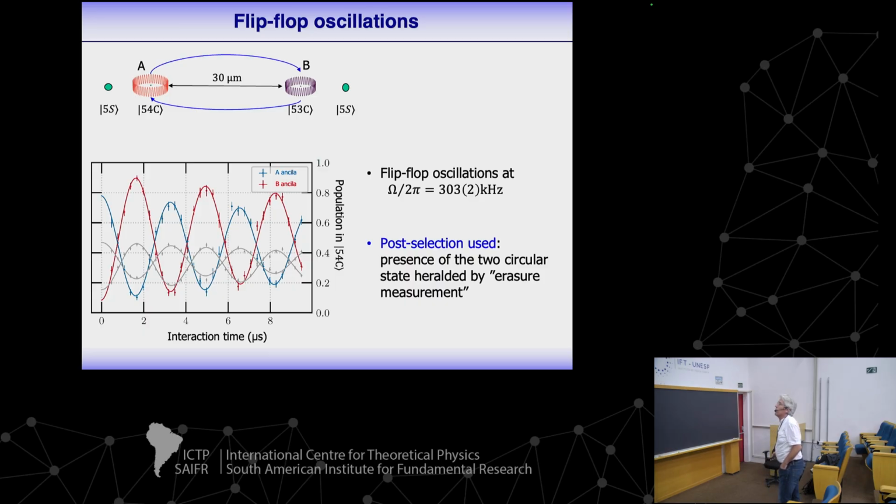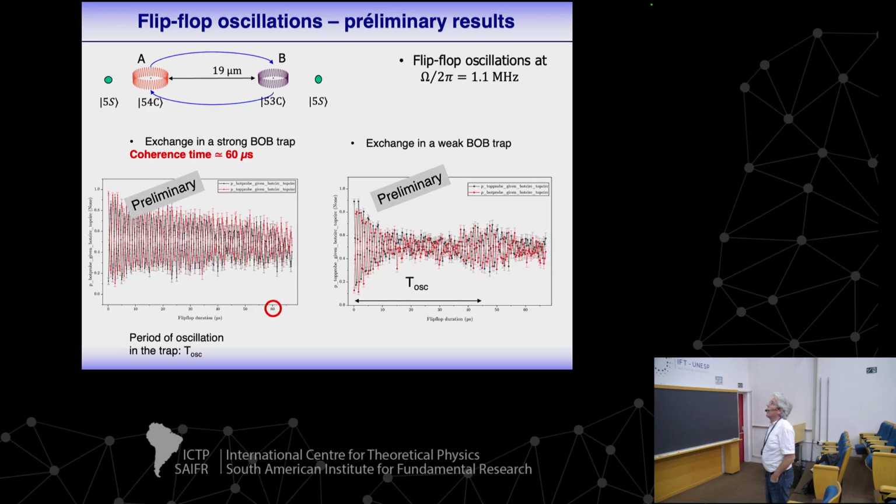And then we are very happy because now we did this again more carefully with a longer time scale, and we enter a kind of new physics. So this kind of data, some of it was taken more or less during the school. Indeed, this is the exchange oscillation you observe when you have a very strong bottle beam trap, which prevents the atoms from moving with respect to each other. And you see that the coherence time we observe for this exchange interaction is already in the range of 60 microseconds, a time scale which was never explored by a Rydberg atom quantum simulator.